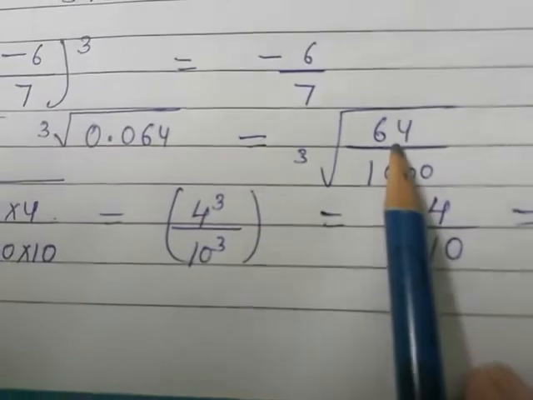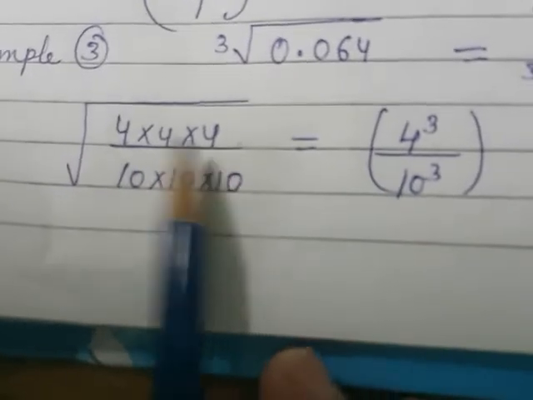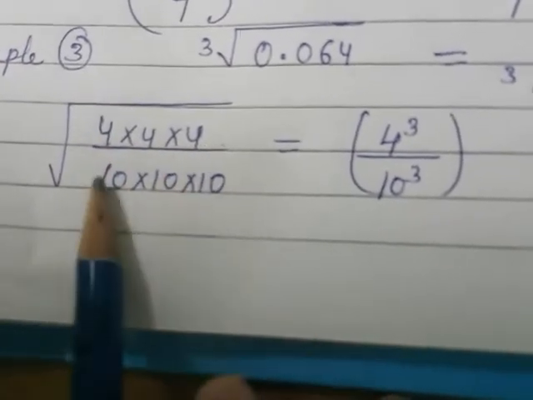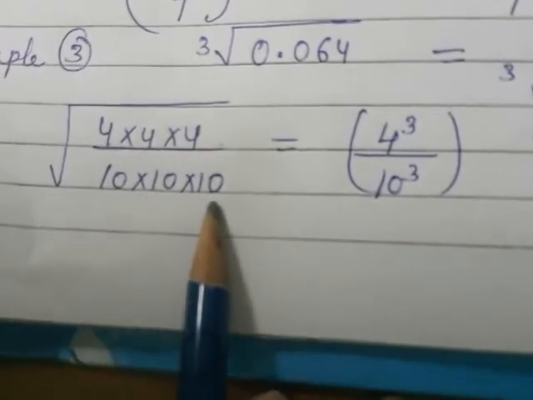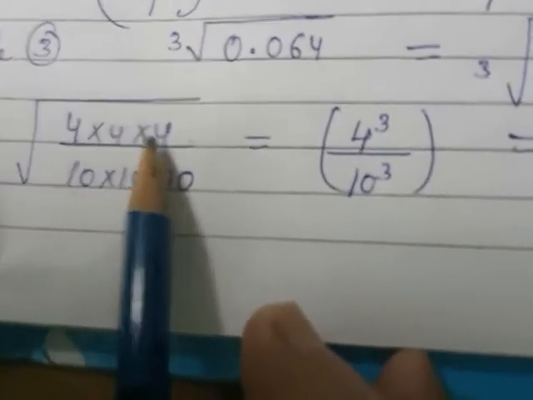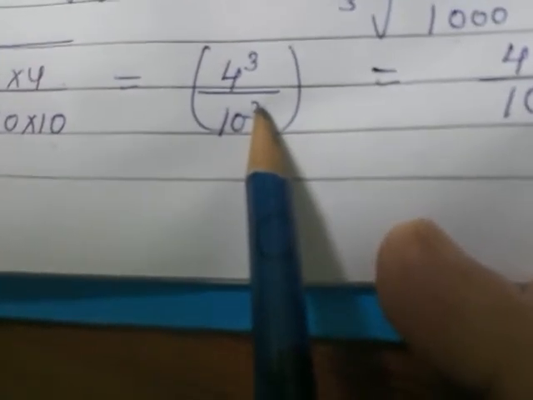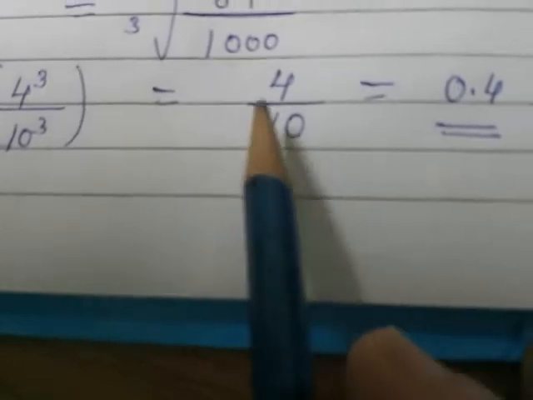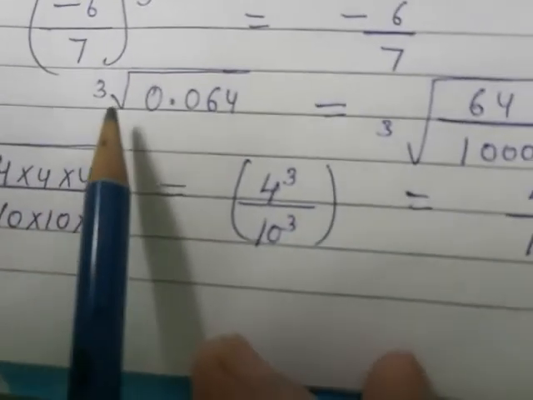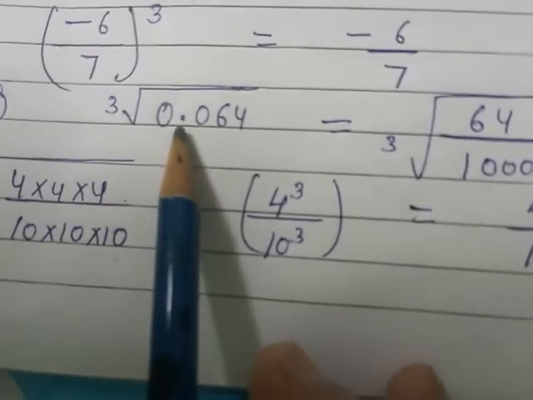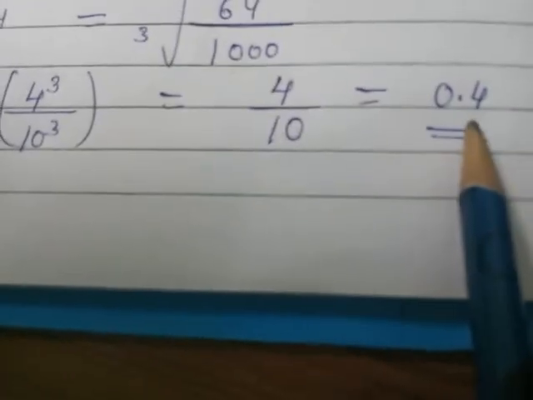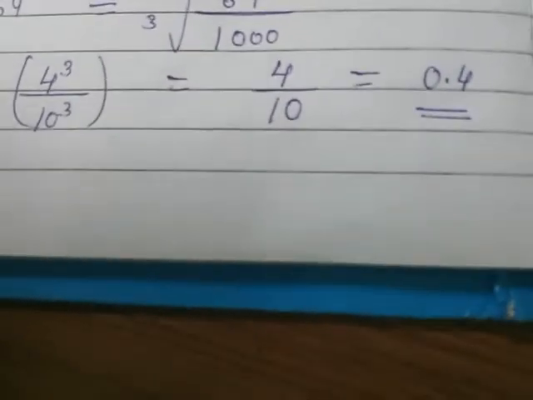So first we will take the factors of 64 and factors of 1000. Here I have taken the factors of 64, 4 multiplied by 4 multiplied by 4, and of 1000 it is 10 into 10 into 10. Now we will write in the exponential form, that is 4 raised to power 3 and 10 raised to power 3. Now we will divide each index power by 3 and we get 4 upon 10. Now we will convert this fraction into decimal, that is 0.4. So the cube root of 0.064 is 0.4.